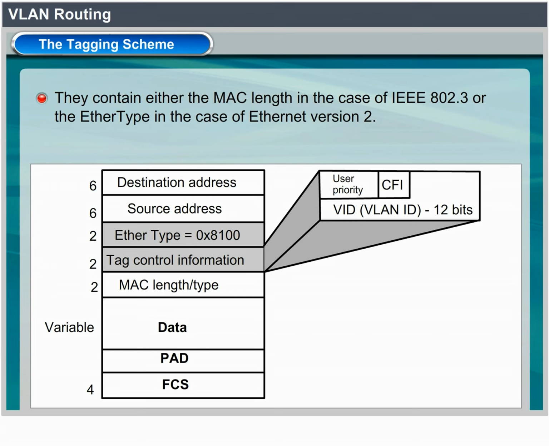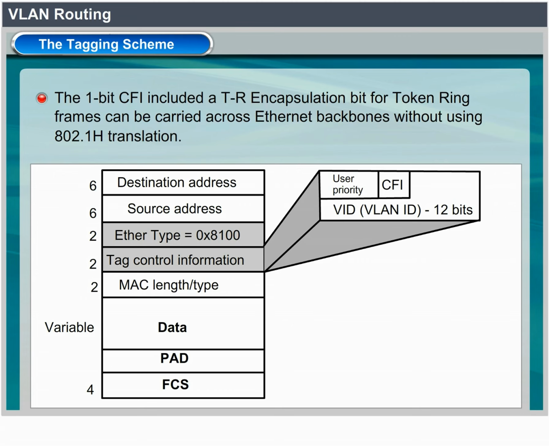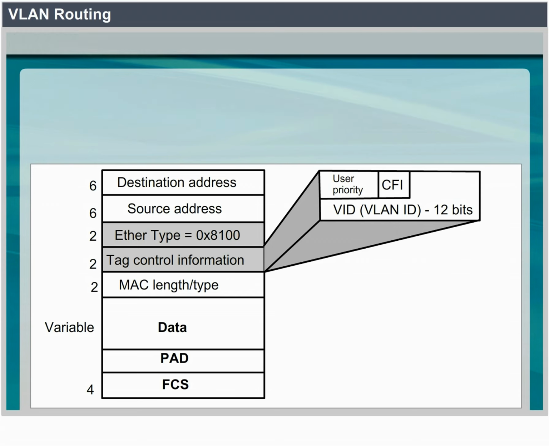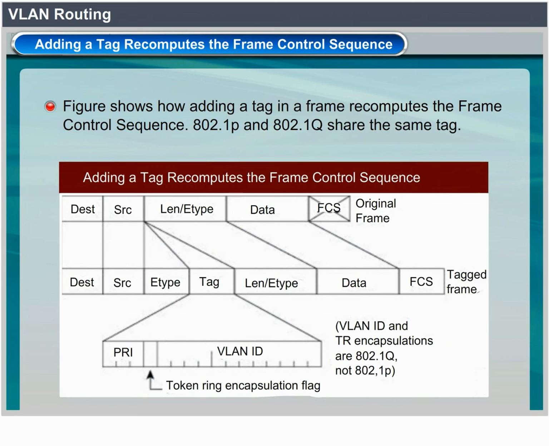The ether type and VLAN ID are inserted after the MAC source address, but before the original ether type, length, or logical link control, LLC. The 1-bit CFI included is a TR encapsulation bit, so token ring frames can be carried across Ethernet backbones without using 802.1h translation. Adding a tag recomputes the frame check sequence. The figure shows how adding a tag in a frame recomputes the frame check sequence. 802.1p and 802.1q share the same tag.